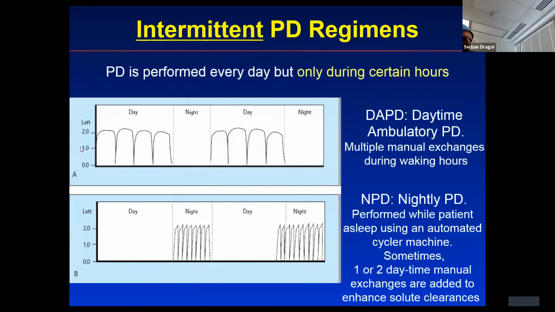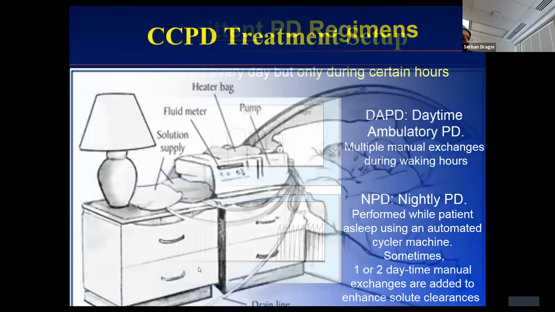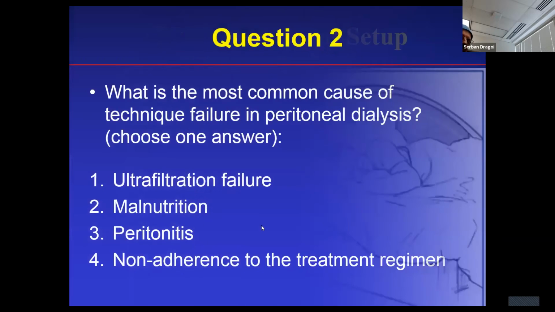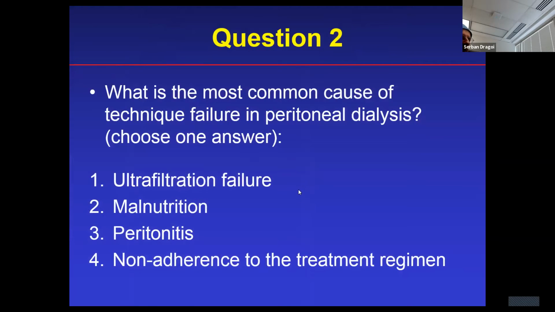Here you have slightly different situations. For example, very frequent, very short 1 hour exchanges, times 7 or 8 of them, in people that are rapid transporters, because those patients get fluid overloaded if we don't drain their fluid quickly. This is the apparatus. And what is the most common cause of technique failure in PD?